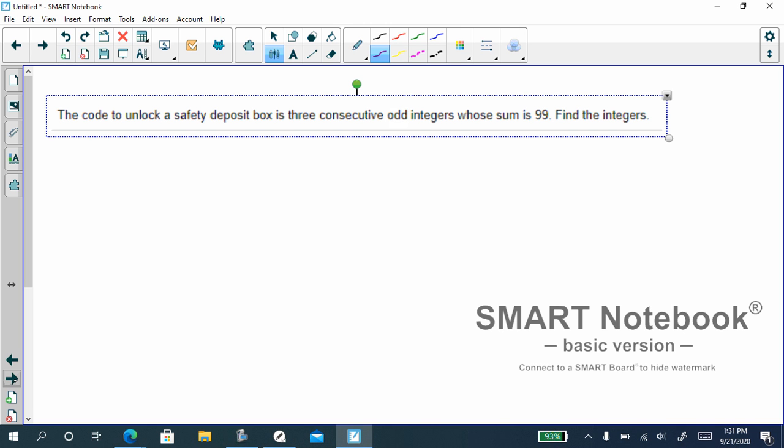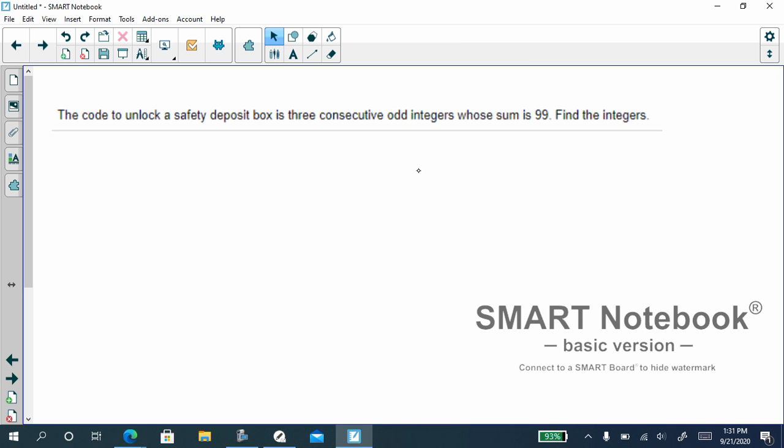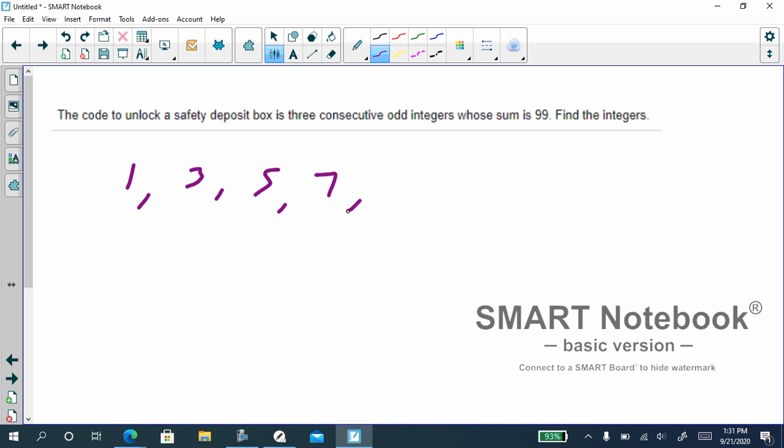All right, so this one talks about 3 consecutive odd integers. Let's think about what odd numbers are. So 1, 3, 5, 7, 9, 11, and so forth. If we start on 1, to get to the next odd number, we've added 2.